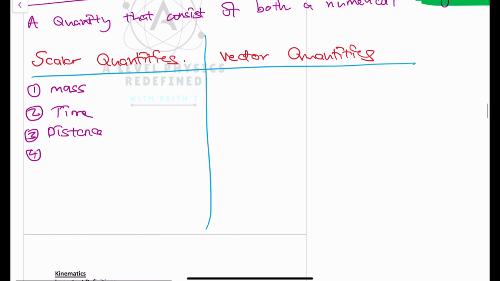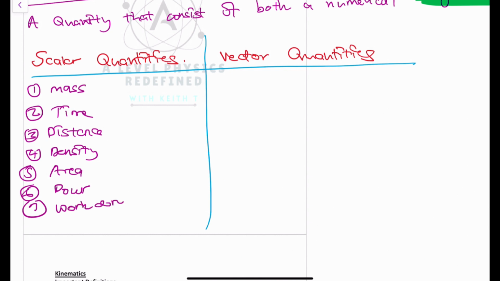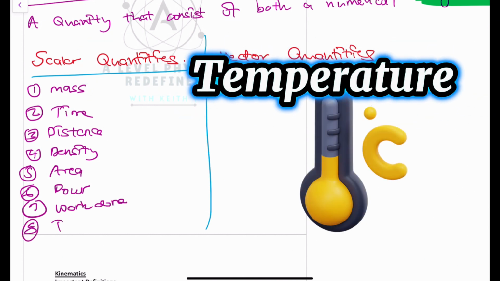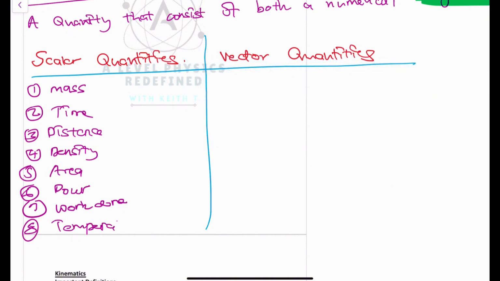We also have things like density, the amount of substance per unit volume. It's kilograms per cubic meter, mass over volume. That density is not going to have a specific direction. We have things like area. We have a lot of quantities. We have things like power. We have things like work done. We have things like temperature. Always ask yourself, can you have a direction in temperature? Can you say 2 degrees Celsius to the left? If you can't, it's definitely going to be a scalar quantity.